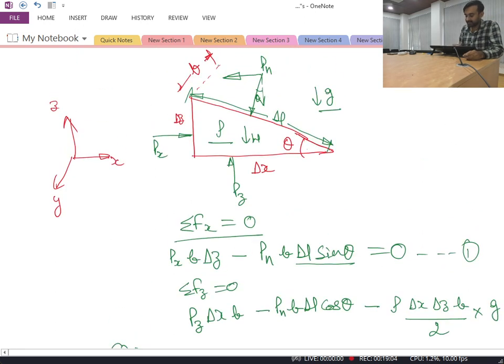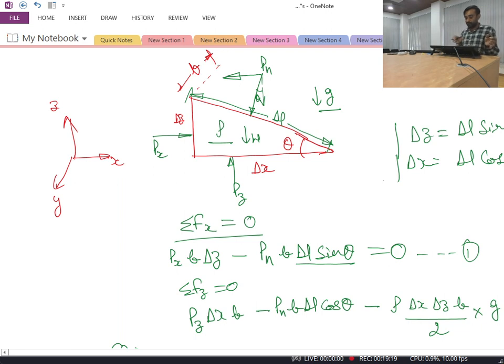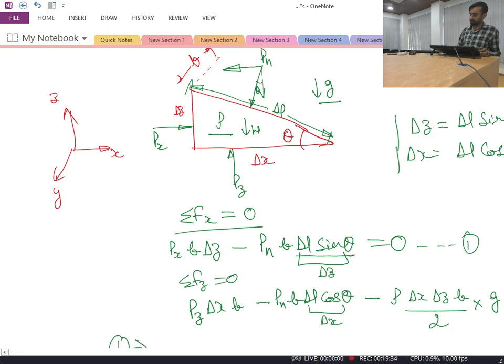Now from equation 1, if you see delta L sine theta, this is nothing but a right angle triangle over here. This angle is theta. So I can write that delta z will be equal to delta L sine theta and delta x will be equal to delta L cos theta. This is coming from trigonometry. If I substitute these relations, delta L sine theta I can write as delta z, and delta L cos theta I can write as delta x in equations 1 and 2.